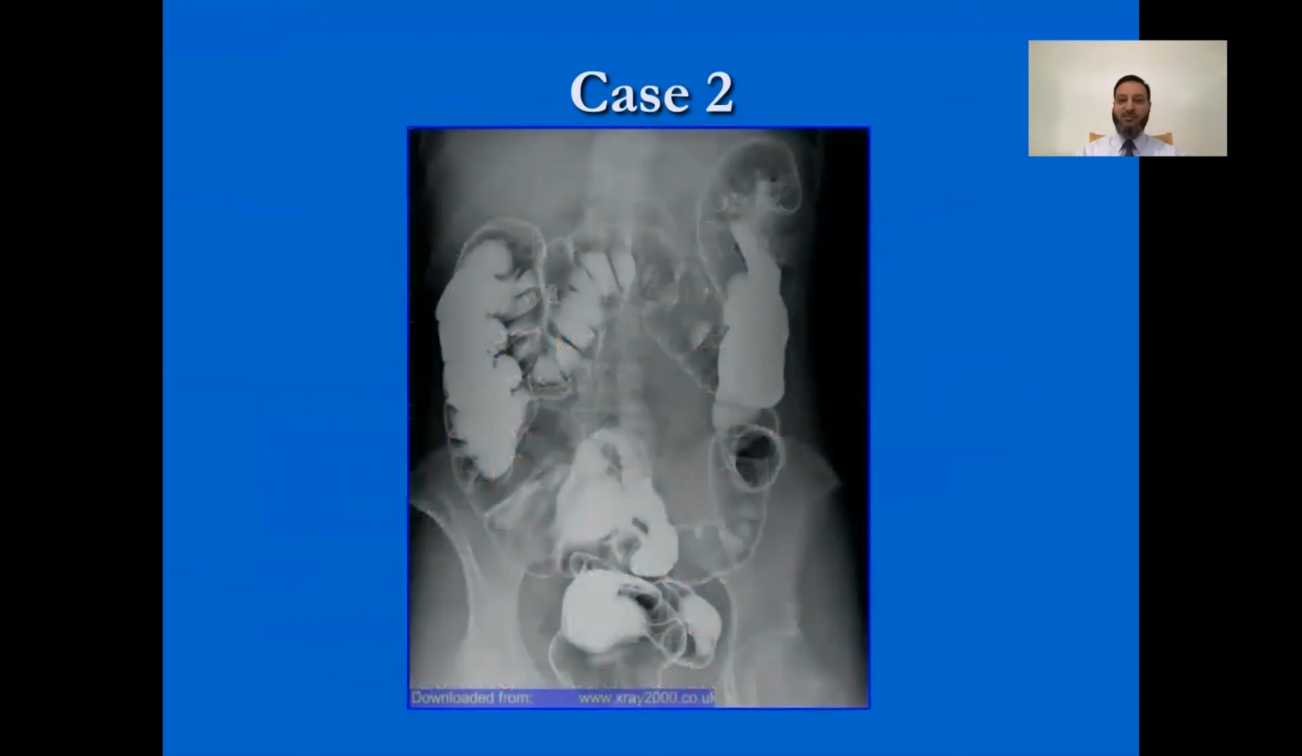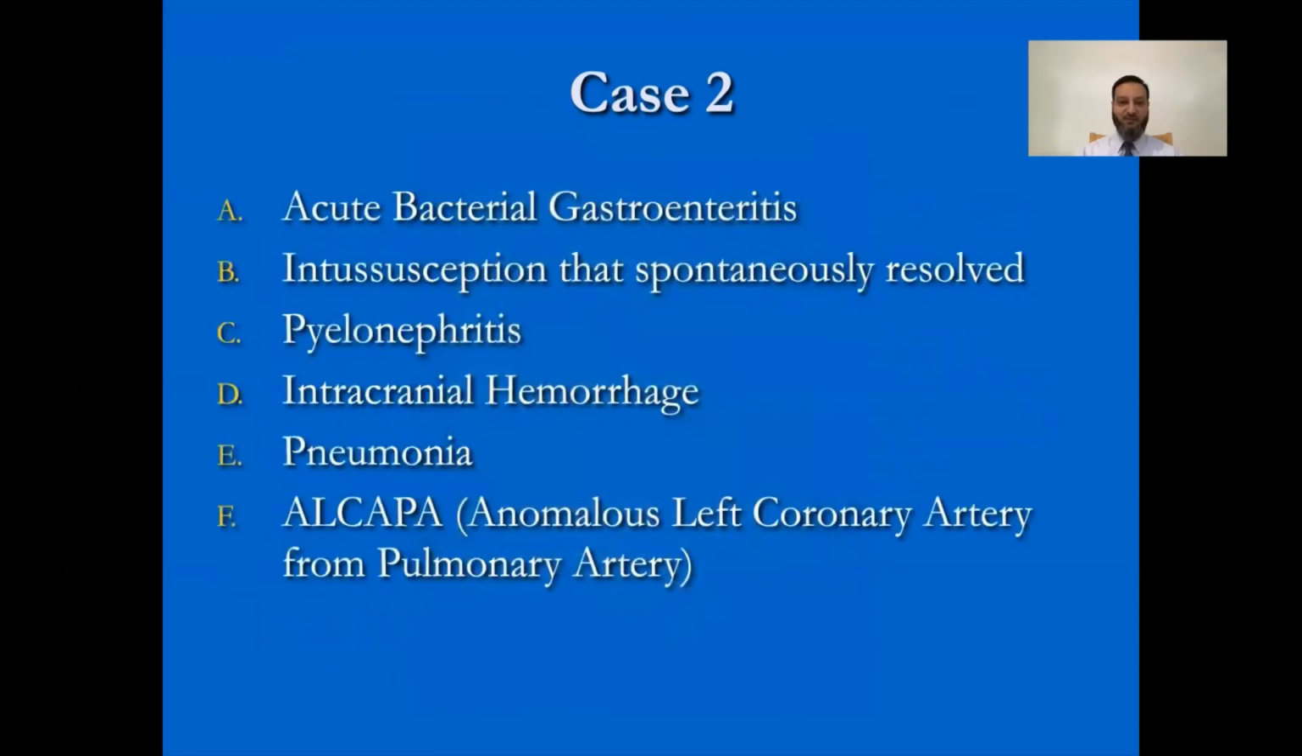So the patient arrives in your hospital and you do a barium enema, and this is what the barium enema shows. Based on the findings of the barium enema, these are your choices: acute bacterial gastroenteritis, intussusception that's spontaneously resolved, pyelonephritis, intracranial hemorrhage, pneumonia, or ALCAPA, which is an anomalous left coronary artery arising from the pulmonary artery. So based on the history, the exam, and the imaging, think about what you think might be going on with this patient.